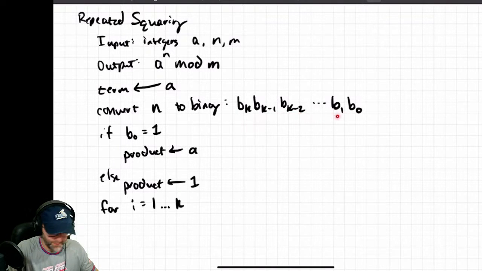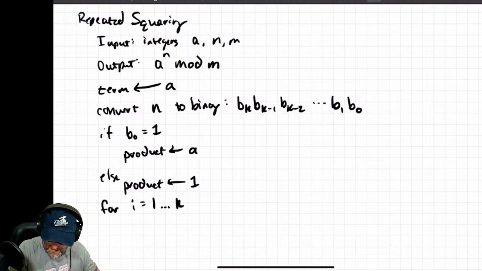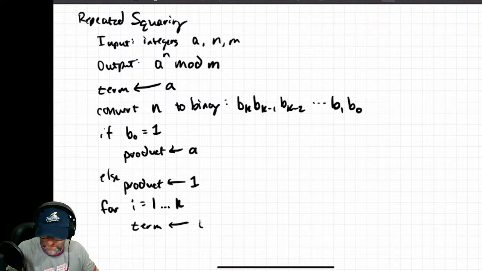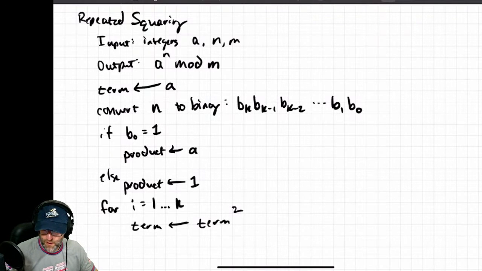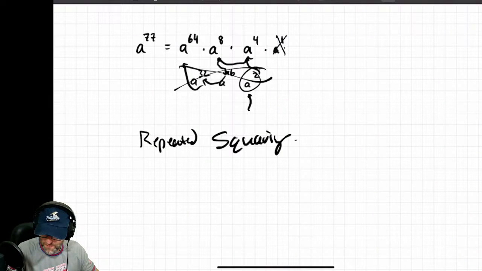What we're going to do is take our term and square it. Term squared mod m. Again, that's us doing this: a squared, a to the 4th, a to the 8th, 16th, 32, 64. Basically, we're computing this tree from the bottom up, but only this one branch.